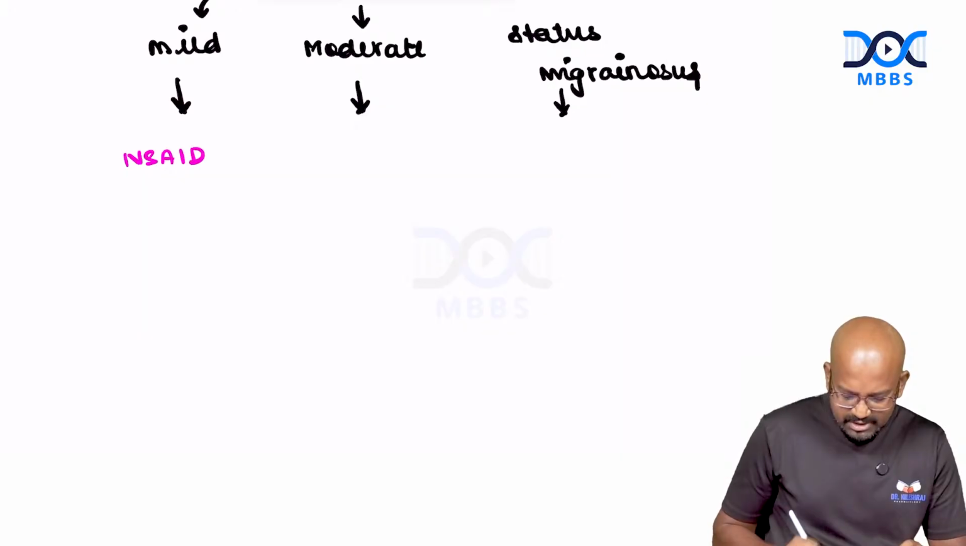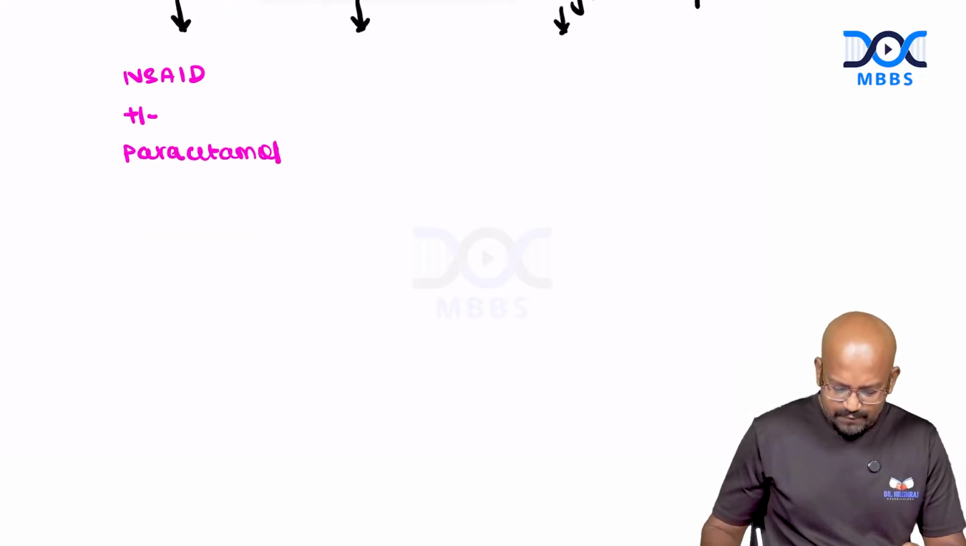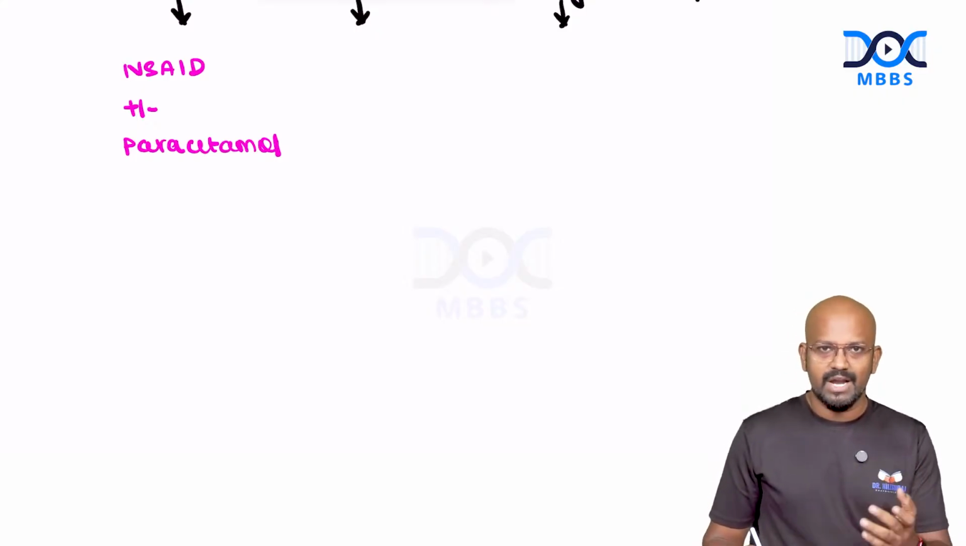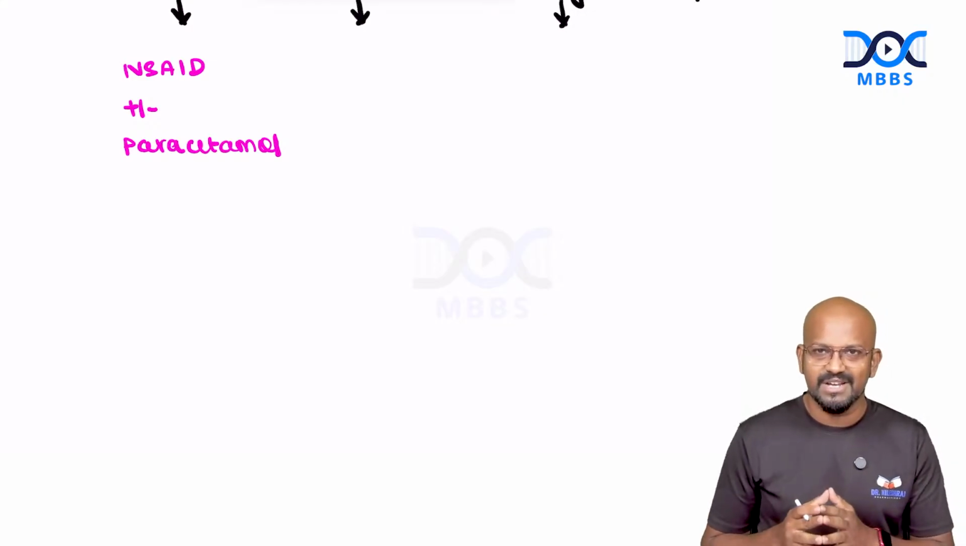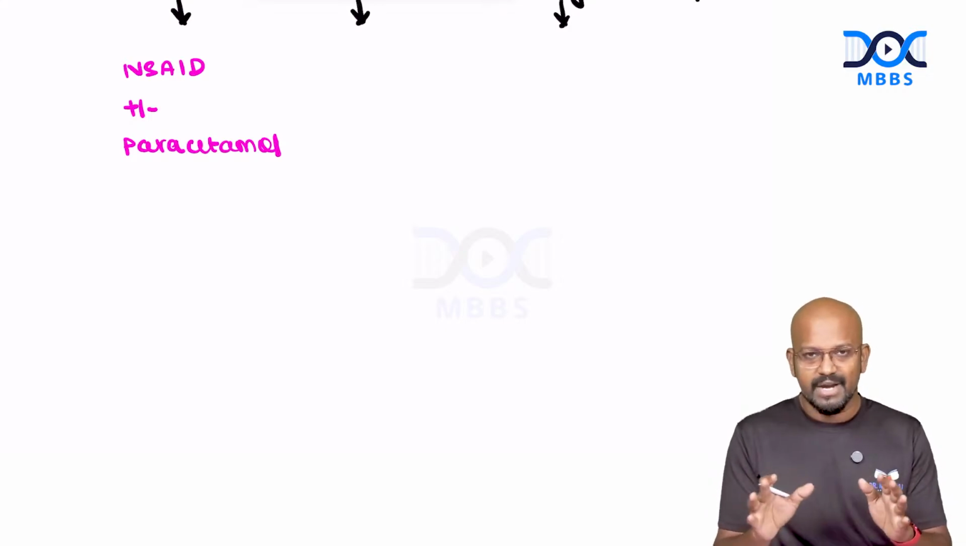The treatment of choice is going to be NSAID with or without paracetamol. With or without paracetamol, that will be the treatment of choice for mild migraine. What is NSAID? Non-steroidal anti-inflammatory drugs. But sir, paracetamol comes under that classification. Why are you calling it as a separate one? Don't mix it up, my dears.